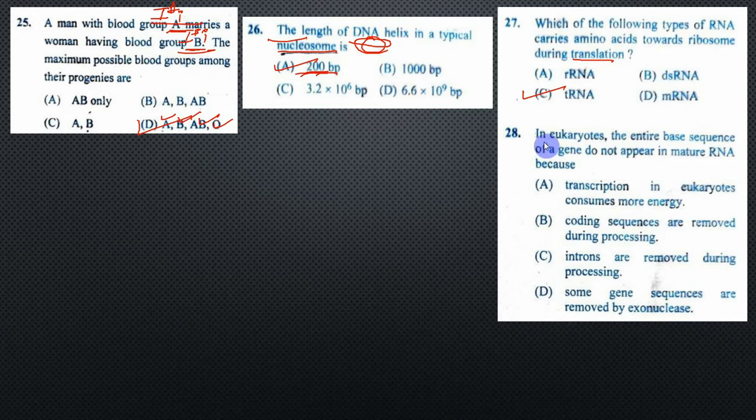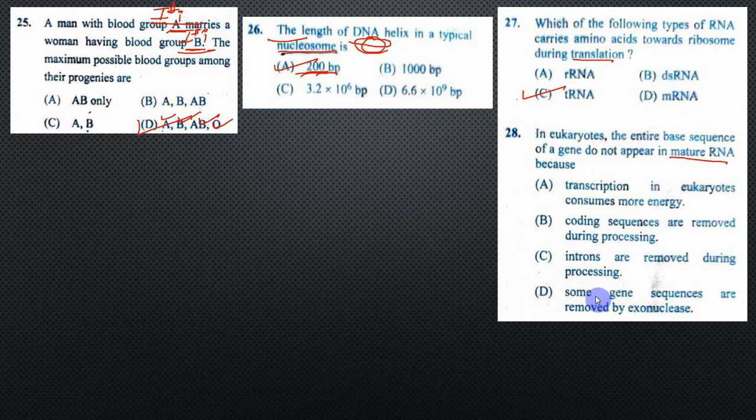Now moving on, next question we are having: in eukaryotes, the entire base sequence of a gene does not appear in mature RNA because of the reasons they have given in 4 options. A is transcription in eukaryotes consumes more energy, B is coding sequences are removed during processing, C is introns are removed during processing, D is some gene sequences are removed by exonuclease.